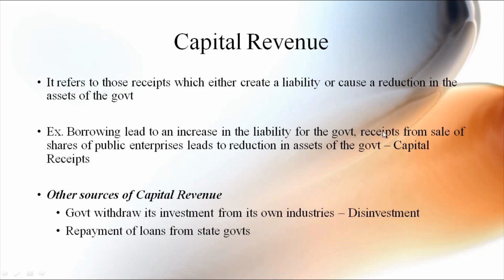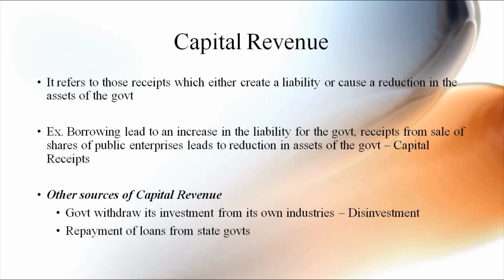And receipts from the sale of shares in public enterprises. See here, the government enterprises, government companies, their shares will be sold. By that, it will get money, but its assets will be reduced. So they are called capital receipts. If they purchase anything, they have to pay, so there is a liability. If they sell the shares, their assets will be reduced, but they will get a huge amount of money. So it is a capital receipt.